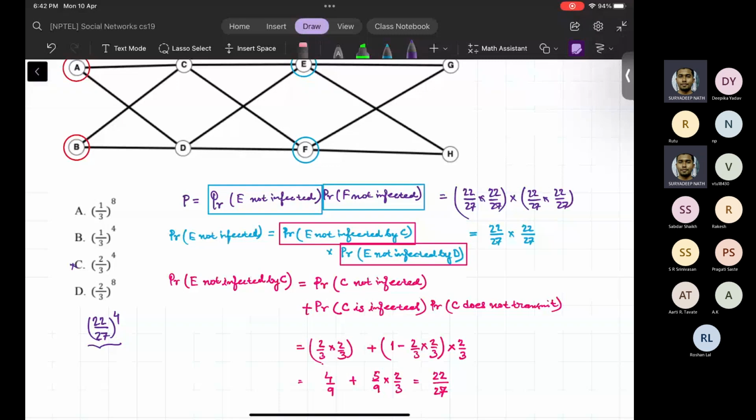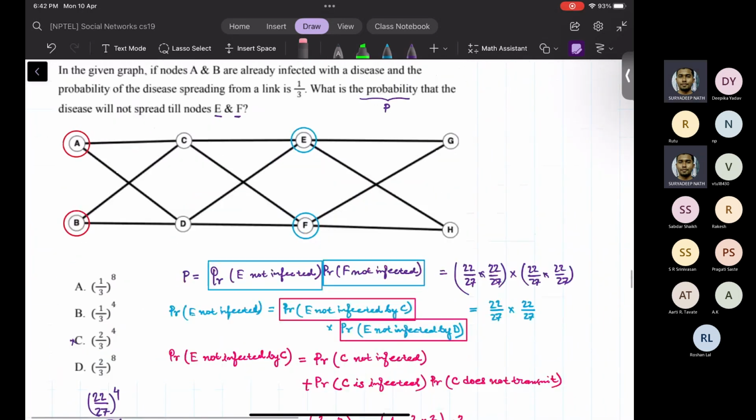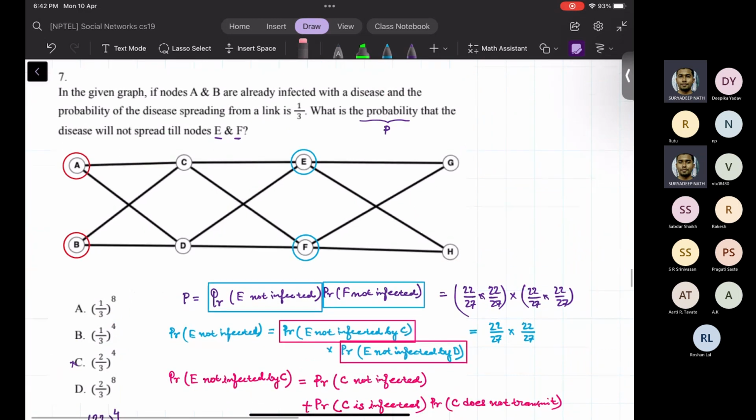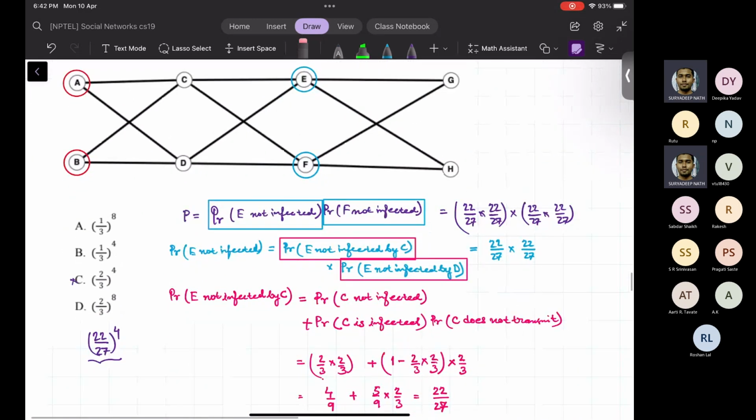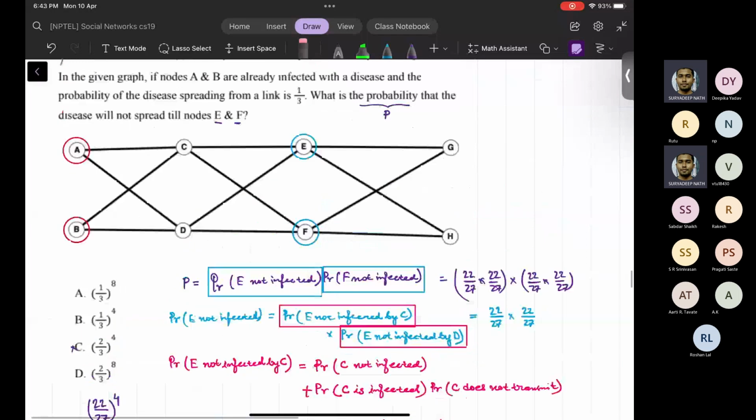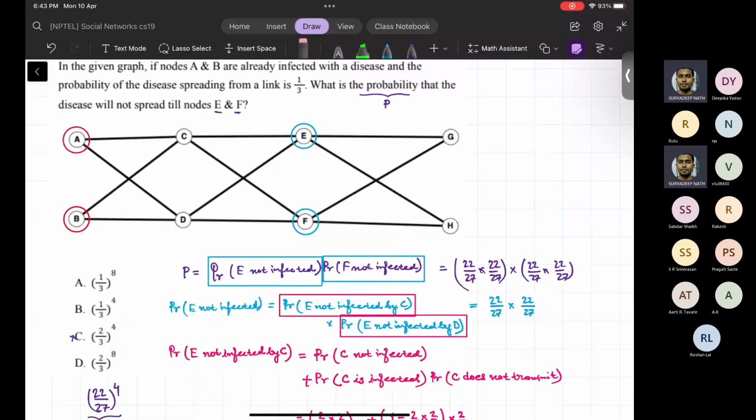Sorry, what is the probability it will not spread? Yeah. So this is the right answer for this question, which is not mentioned in the four options given below.